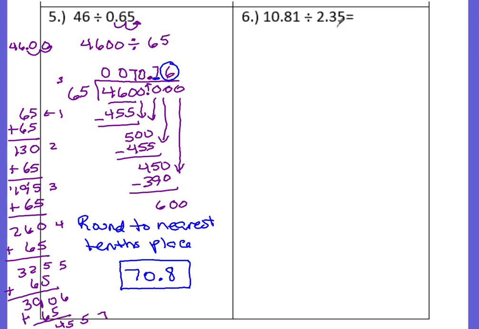Let's try the next one. Look at your divisor. It's not a whole number. So let's turn it into a whole number. 1, 2. Ooh, that's going to be a big one, 235. We have to move the decimal point in the dividend the same number of times, 1, 2. So our problem becomes 1,081 divided by 235. So let's set it up. 235 is our divisor. 1,081, and the decimal point would go here, is our dividend. Let's go ahead and bring this straight up, nice and big.